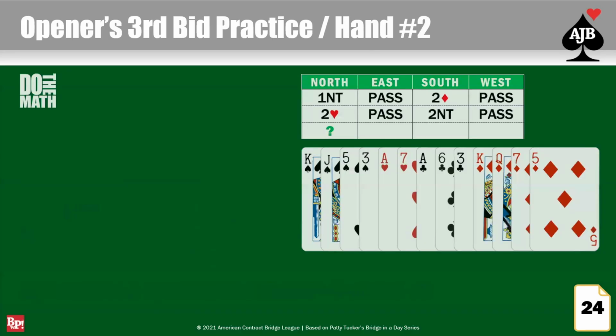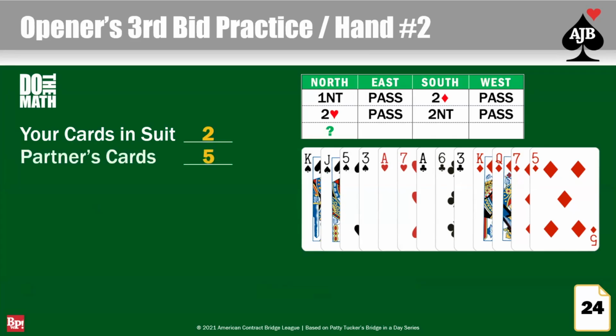And 2, this time partner transferred to hearts. And they bid 2 no trump, showing 8 or 9 and only 5 hearts, right? So we have in their suit 2. They've told us they have 5. 5 and 2 is 7. We're playing with hearts or playing in no trump. We don't have a fit. We're going to play in no trump.